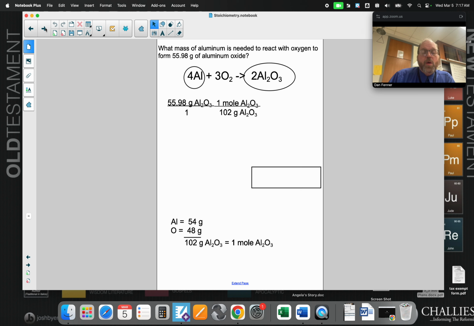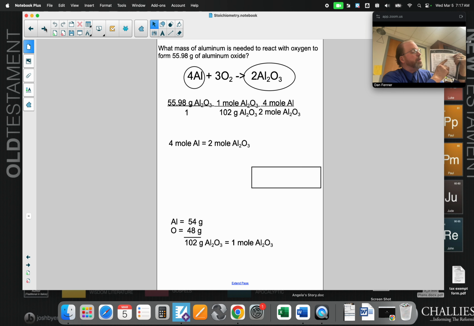Now, for the molar relationship, we're only interested in aluminum and aluminum oxide. The molar relationship there is 4 moles of Al is 2 moles of Al2O3. So again, Al2O3 we're going to get rid of, so it goes on the bottom and aluminum on top: 4 moles of aluminum over 2 moles of aluminum oxide. Periodic chart again, aluminum right over there: 27 grams is 1 mole of aluminum. So my grams of aluminum oxide cross out, moles of aluminum oxide cross out, and moles of aluminum cross out.